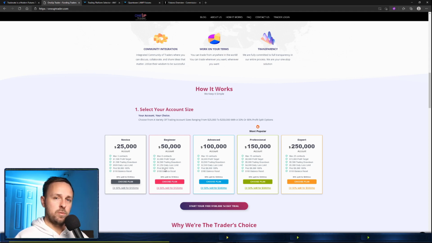And how this works is once you pass, there's different rules that you have to obey. But obviously once you pass, you kind of know what you're doing already. So they'll fund you with an account. And how that works is the first $8,000 on the real account is yours.